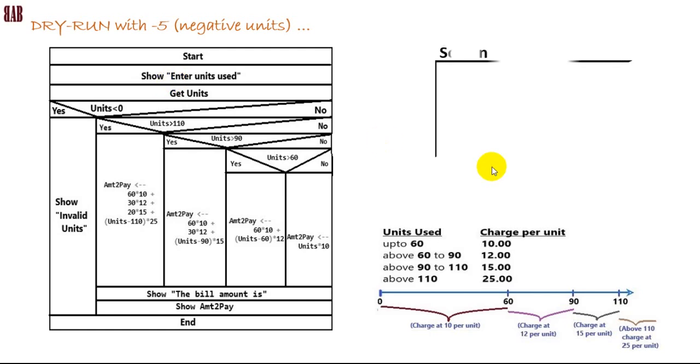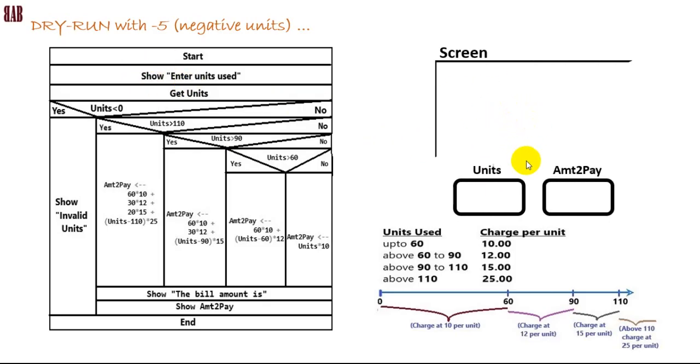Okay, so let's try to run this. We need the screen because there is a show on the screen, and we have 2 variables called units and amount to pay. I think that's all we have here. If there are more variables, we need to put those as well. But in this case, we don't have any more variables. So we just deal with that.